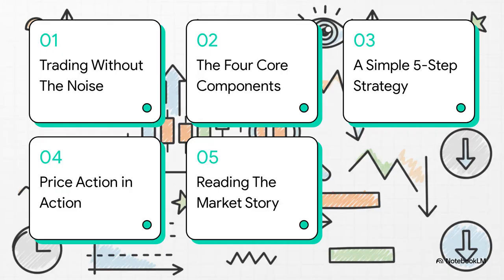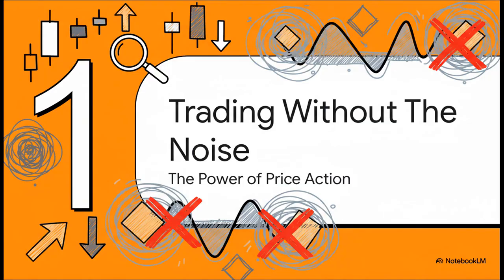Okay, so here's our game plan. We're going to start by trading without the noise. Then we'll cover the 4 core components you absolutely have to know. After that, we'll build a simple 5-step strategy, see it in action, and finally, we'll talk about how to read the market story. Sound good? Let's go. All right, Section 1, trading without the noise.